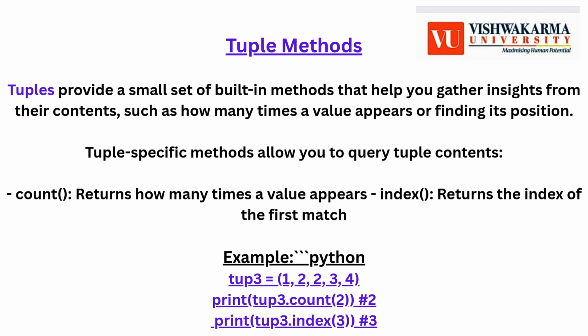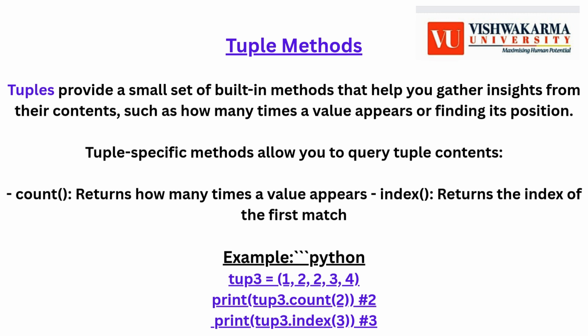So the print we want is tuple 3 dot count 2. How many times the 2 is repeated, that we have to count. In the above list we have seen the 2 is repeating 2 times. So the print we will get is 2.